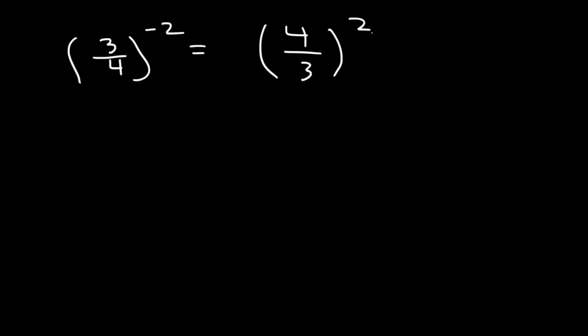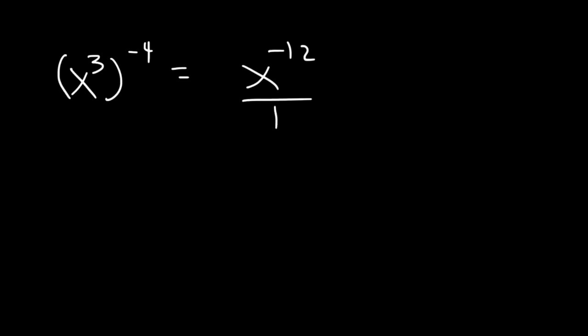So let's say we have 3 over 4 raised to the negative 2. If we simply flip the fraction, if we move the 3 to the bottom and the 4 to the top, the exponent will change sign. It's going to be positive 2. And now we can square each number. 4 squared, which is 4 times 4, is 16. 3 squared, 3 times 3, is 9. So the answer is 16 over 9.